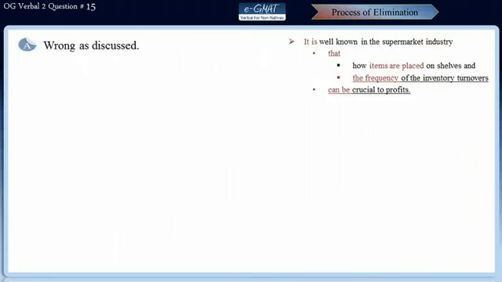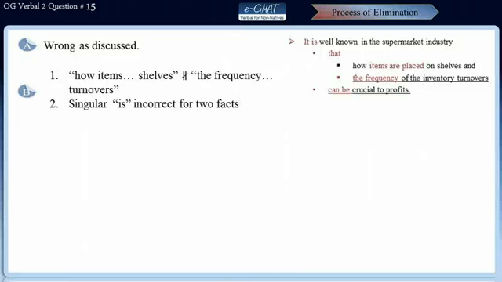Well, choice A certainly is not, as we discussed just now. In choice B, we again see the parallelism issue. How items are placed is not parallel to the frequency of inventory turnovers. Also, the singular verb is has been used to refer to the plural subject, how items are placed and the frequency of inventory turnovers. This leads to the subject-verb number agreement error. So for these reasons, choice B is not the correct answer.